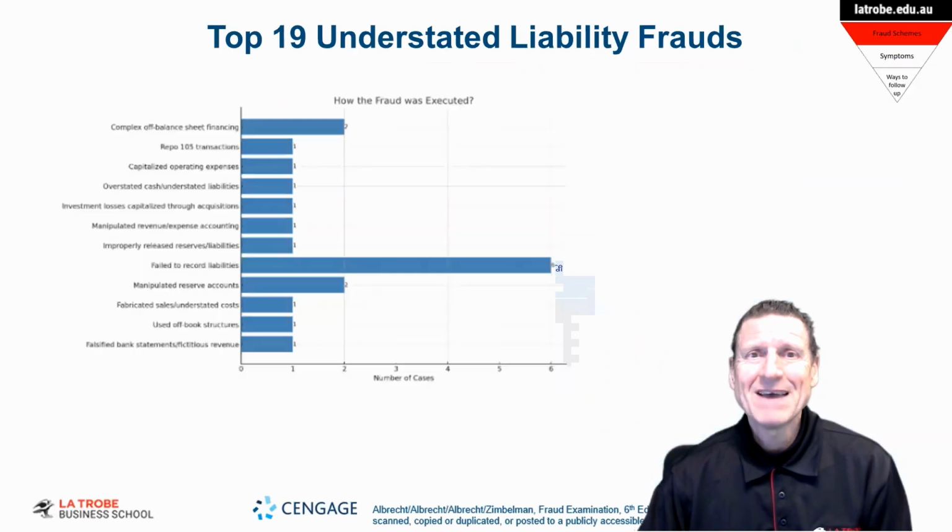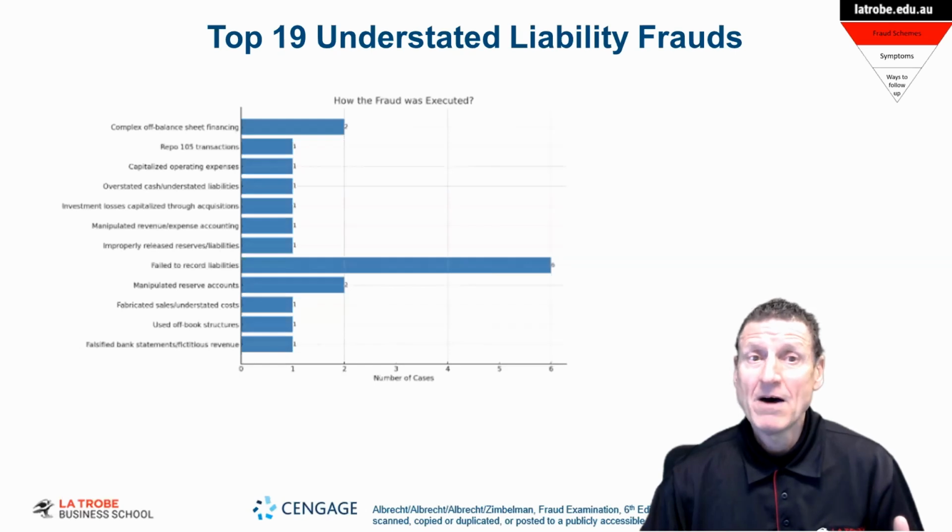All right, so let's have a look at the top 19 understated liability frauds. How was it executed? Most popularly, they failed to record liabilities, all right? There were complex off-balance sheet financing, and we know Enron was famous for that, along with other companies.